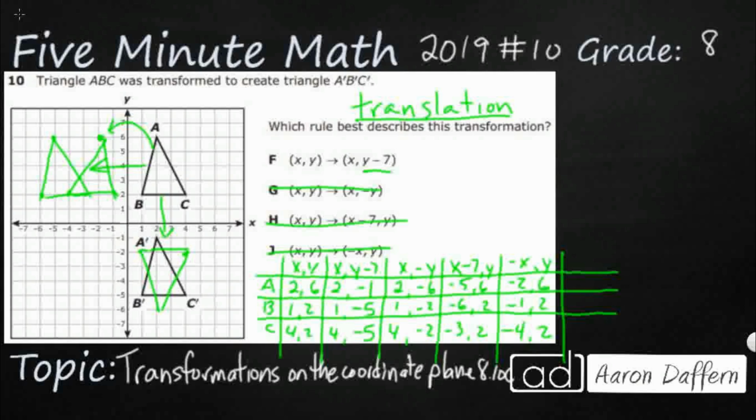Okay, so when we are wanting to show the translation here, we are going to first look at, did we move the x's? No, the x's stayed exactly the same. We simply moved the y's. Where did we move the y's? We moved it down 7. We slid it down 7. So we're simply going to take our y, subtract 7, leave the x the same, and our answer is F.